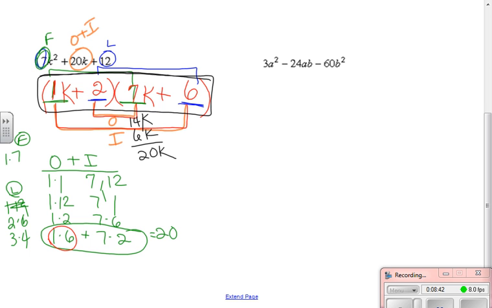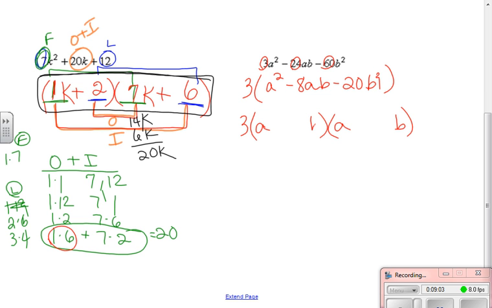Now, in this next example, I have a greatest common factor I need to take care of, which we should always check first. And if I pull that 3 out, it becomes a much simpler problem of only having to look at the factors of 20 when they're subtracted to make 8. And so when you list those factors of 20, it's clear that when you subtract, you get 8. 10 minus 2. I want it negative, which means my 10 has to be negative.